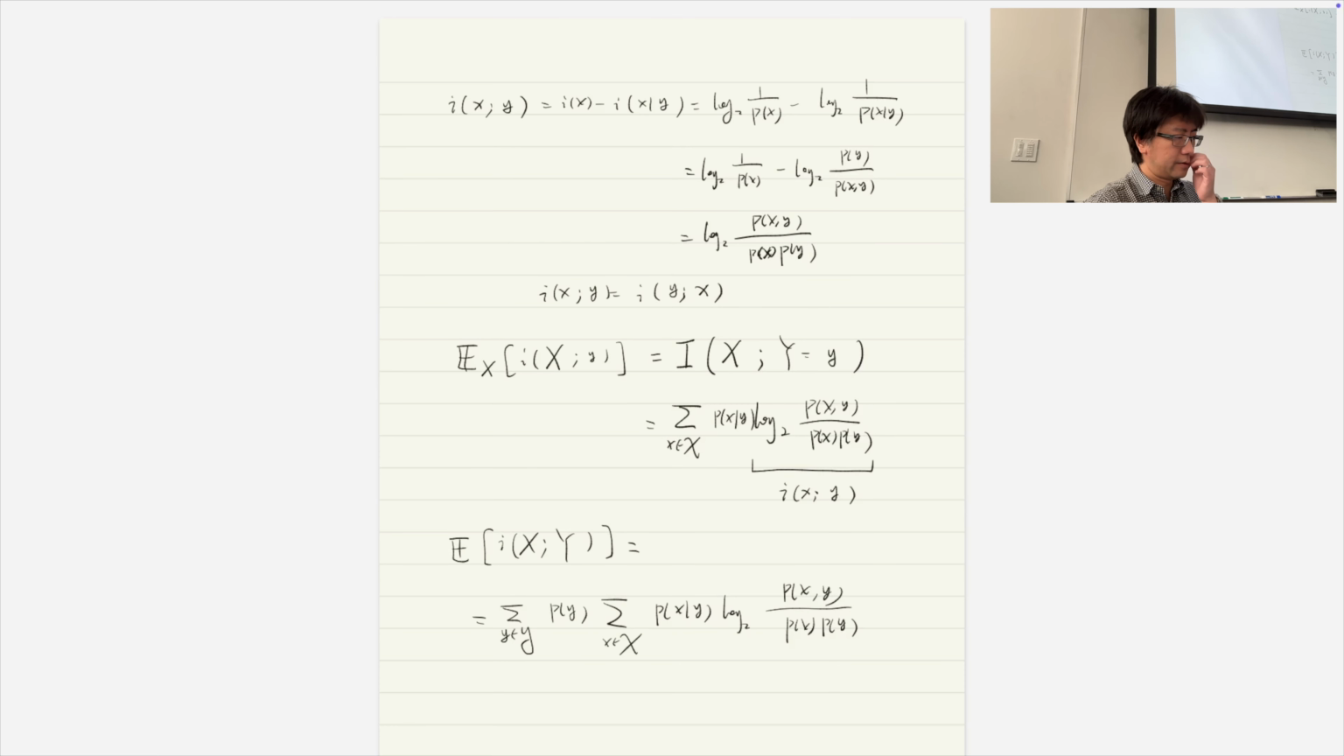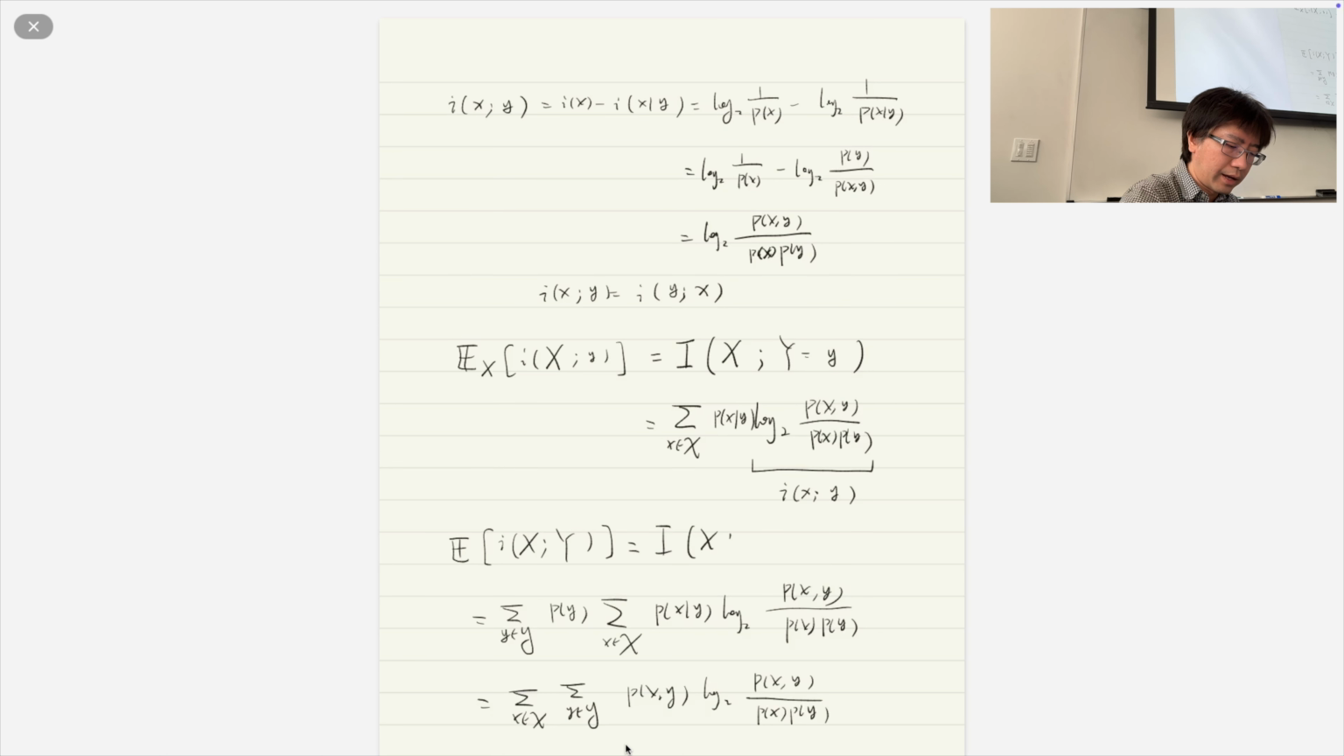Okay, very good. Because this P(y) and this P(x given y) can be combined into a joint distribution, eventually what we get is this double sum of P(x,y) times log base 2 of P(x,y) divided by P(x)P(y). Then we're done. This guy is called I(X; Y), and this is called mutual information.